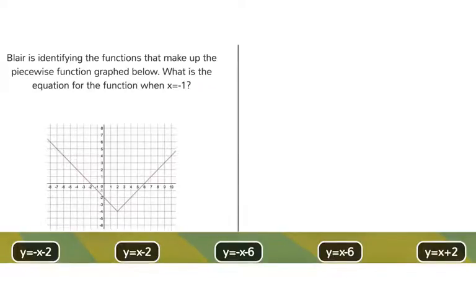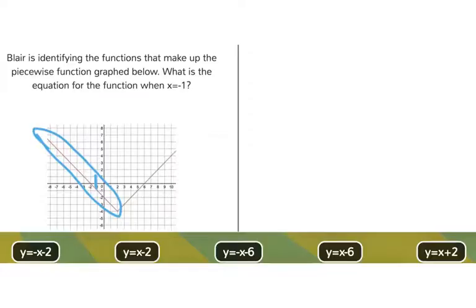Blair is identifying the functions that make up the piecewise function graphed below. What is the equation for the function when x equals -1? So just by looking at this, you can tell there is a function over here, but that is not the same function as the one going on from there on. So we want to see what is the function when x equals -1. Well, let's find -1 on the graph. There's -1, and at -1, we are looking at this function right here.